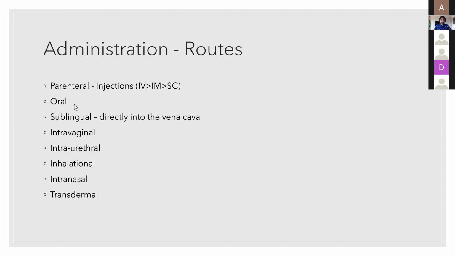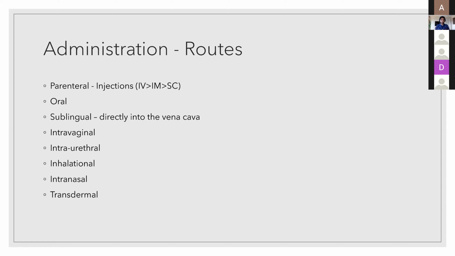The next is oral. I think that's self-explanatory. We have something called sublingual, which is where you put the drug under the tongue. Something to note about this is that it enables the drug to go straight into the vena cava. You guys will learn about this when you go to the cardio system. But essentially the vena cava is where all the veins in our body drain into before it goes into the heart.